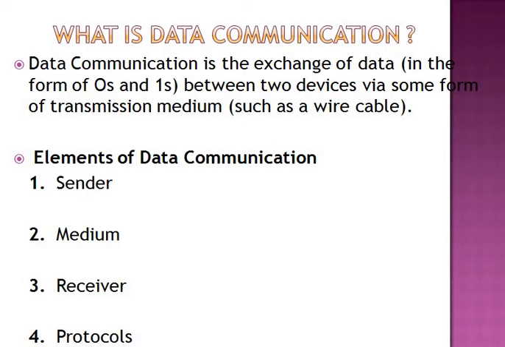Now, let's see the meaning of data communication, because we are talking about computer communication. Data communication is the exchange of data in the form of zeros and ones between two devices via some form of transmission medium such as a wire cable. If computers communicate with each other, they share information and exchange data. So we say that is data communication, and computer communication is also known as data communication. Data communication has some important elements: first, sender; second, medium; third, receiver; and fourth, protocols.